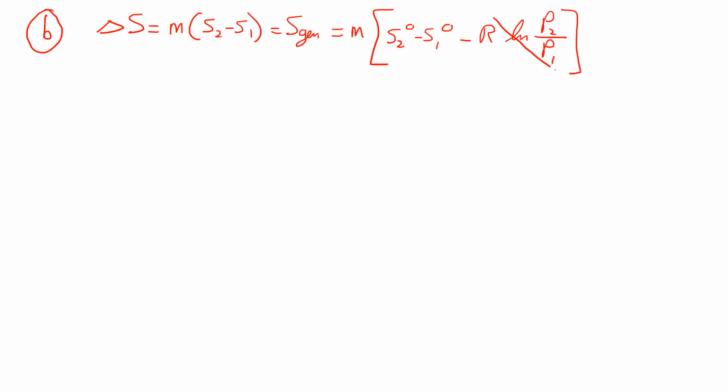Now again, this is a constant pressure process. So due to the fact that it's a constant pressure process, the natural log pressure term goes to 0. And so I'm left with delta S is equal to mass times S2° minus S1°. So these two parameters are quantified in table A17. If you go to table A17, all the properties in table A17 are referenced according to temperature.